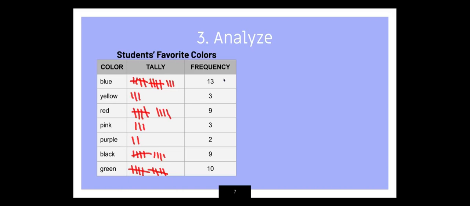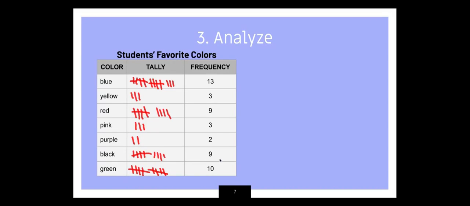I can also tell which was the least favorite chosen among the grade level, which was purple. Okay, so when we're thinking about relationships, we're also looking at how the different pieces of data are related. So for example, I could say that red and black had an equal number of responses, right? Because they're both 9. And I can also say that blue was chosen more frequently than pink, purple, and yellow combined. Okay? So having data also allows us to solve problems.